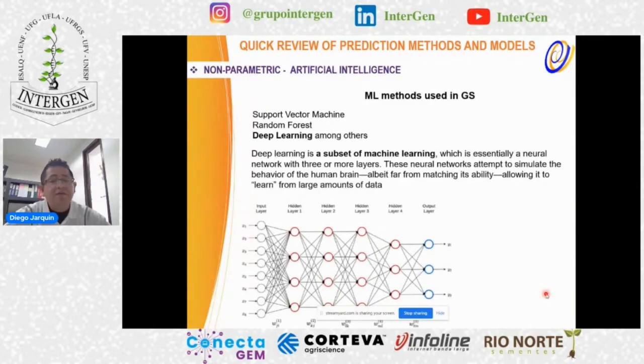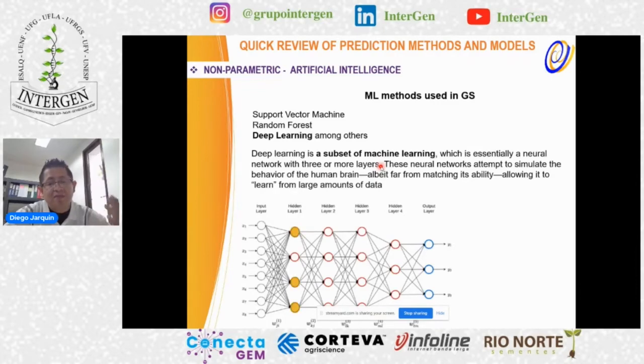Okay, now let's talk about the artificial intelligence methods based on deep learning. So we saw the support vector machine and random forest. Deep learning is a set of methods for machine learning for GS, and for other implementations also. Deep learning is a subset of machine learning, which is essentially a neural network with 3 or more layers, and these neural networks attempt to simulate the behavior of the human brain, albeit far from matching its ability for now. Allowing it to learn, that's the key part there, from a large amount of data.